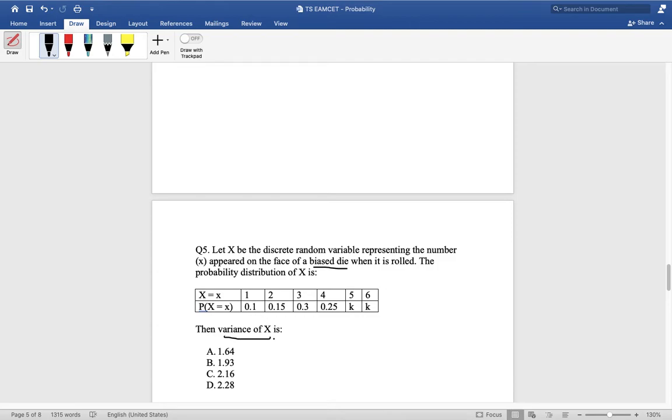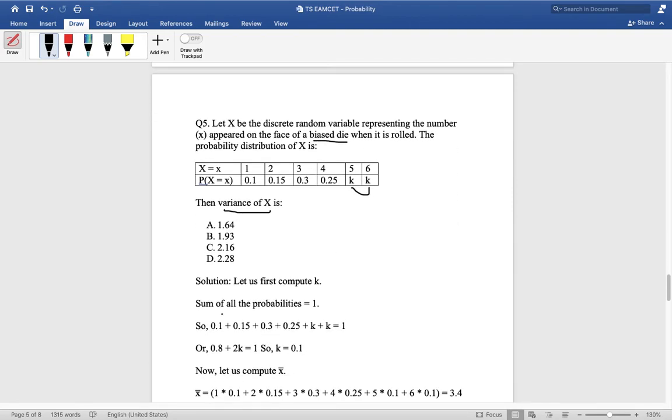So to compute the variance of x, let us first compute this value k, right? So the sum of all the probabilities has to be 1. We know that. So 0.1 plus 0.15 plus 0.3 plus 0.25 plus k is 1. So 0.8 plus 2k is 1. So k is 0.1. So I have computed this one and this one. They are both 0.1. Now it's a standard formula.